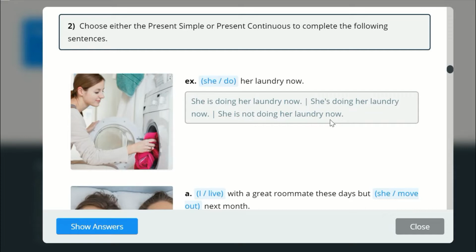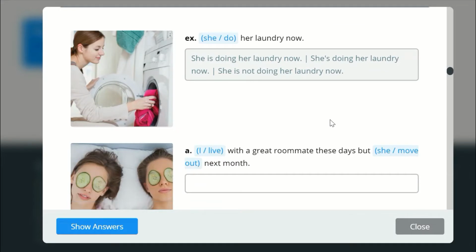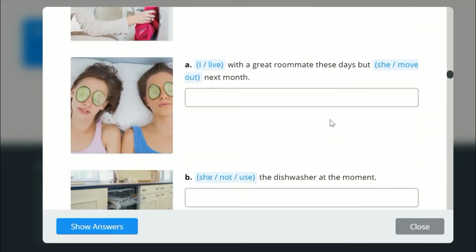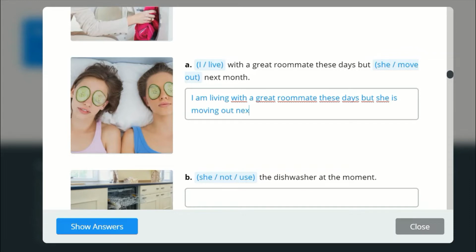She do her laundry now. You can say she's doing her laundry now, she's doing with the contraction, or she's not doing. But right here, she is doing her laundry now. Entonces, van a poner una sola oración. No hay necesidad de poner las tres, únicamente la que sea correcta. Por ejemplo, I live with a great roommate these days, but she moved out next month. Okay, entonces yo diría, I am living with a great roommate these days, but she is moving out next month, because we're speaking about a fact.